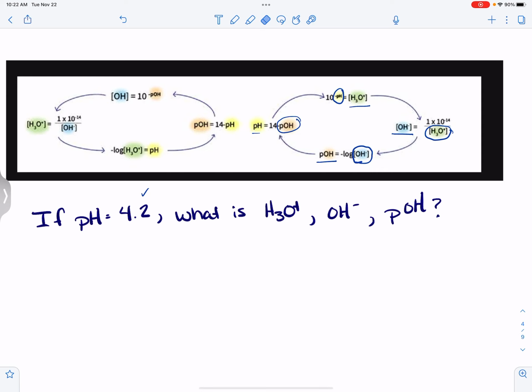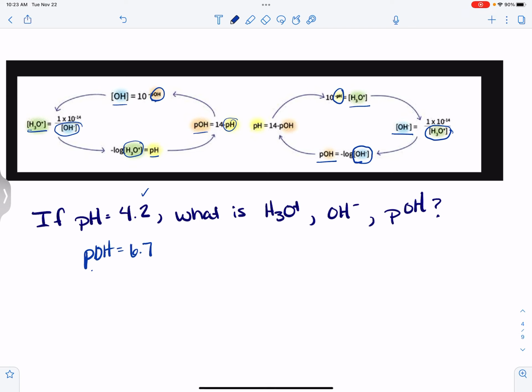Likewise, if instead of saying it had a pH of 4.2, it had said it had a pOH of 6.7, and it wanted to know all those things. So here now I have a pOH, so I can always calculate my OH. Once I have my OH, I can always calculate my H3O plus. Once I have my H3O plus, I can always calculate my pH, and I can go over here and say, if I have my pH, I can always calculate my pOH. But that's what I started with.